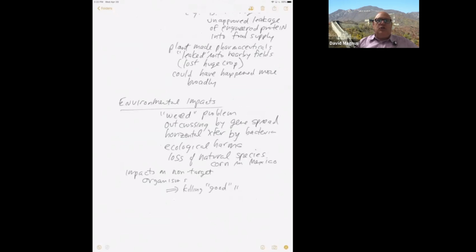There are different solutions. Just to give an example of a set of solutions, like management of risks for plant-made pharmaceutical corn, you can try and find ways of creating containment systems through things like genetic use restriction technologies. You can do whole corn harvesting. You can do more careful monitoring.